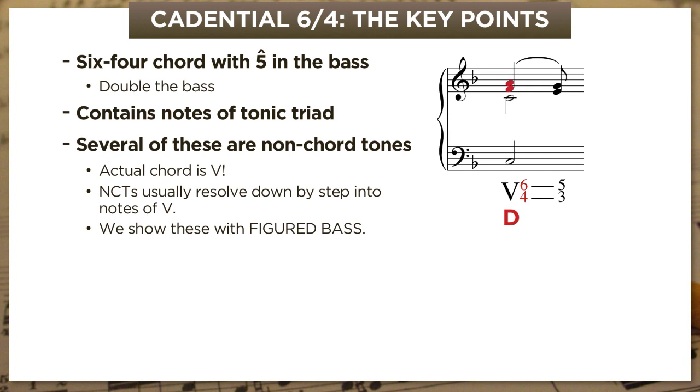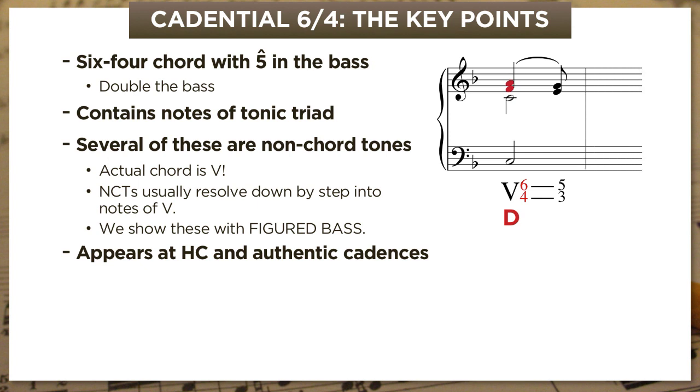The chord usually appears on a strong beat, and we can find it at half cadences, as shown here, or at authentic cadences, like this. Here's something new, though, something we haven't seen yet. The cadential 6/4 can also resolve to a 5/7 chord rather than a triad 5.